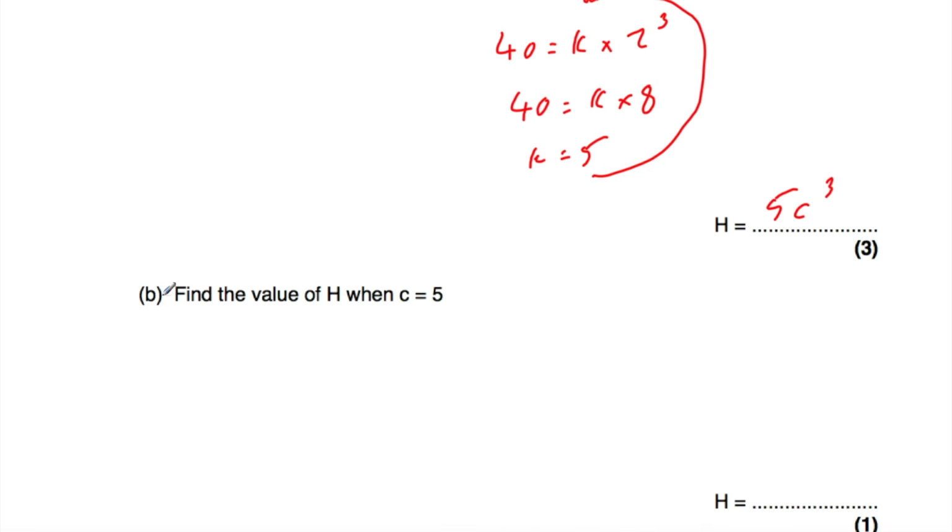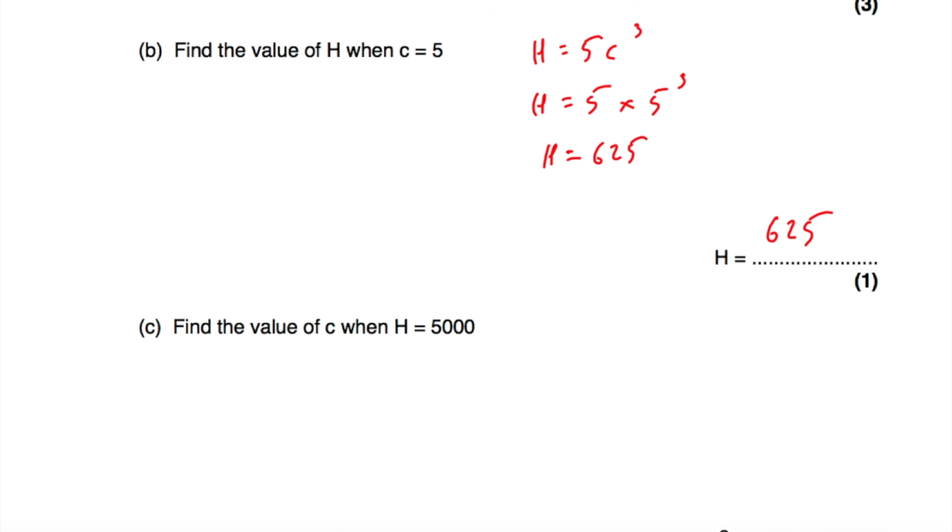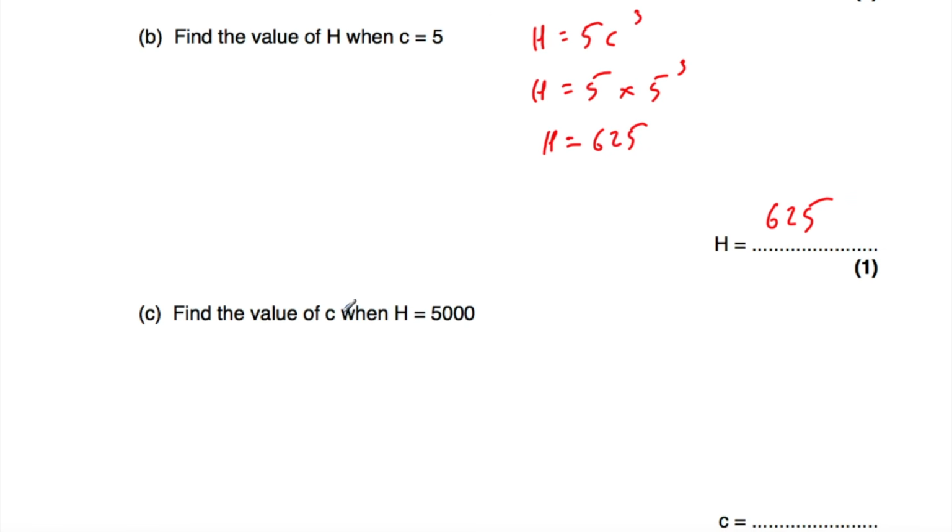And then if we go on down to part B, it says find the value of h whenever c is equal to 5. So we're going to substitute 5 into this formula, that h is equal to 5 times c cubed. But c is equal to 5, so we've got that h is equal to 5 times 5 cubed. 5 cubed is 125, times 5 is 625, so h is equal to 625. So that's it, 625.